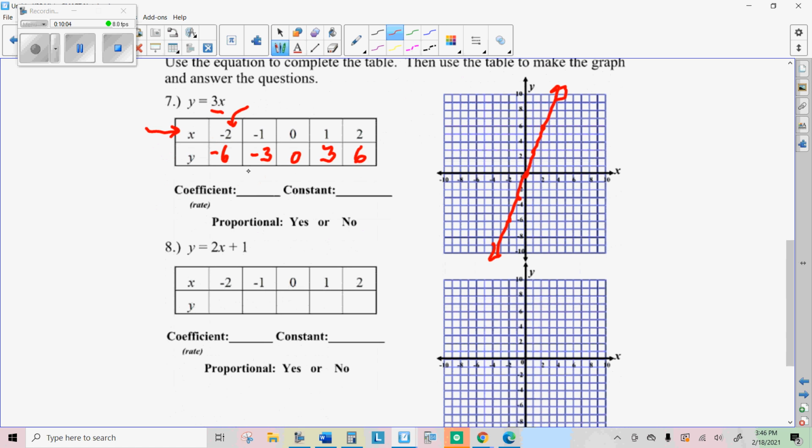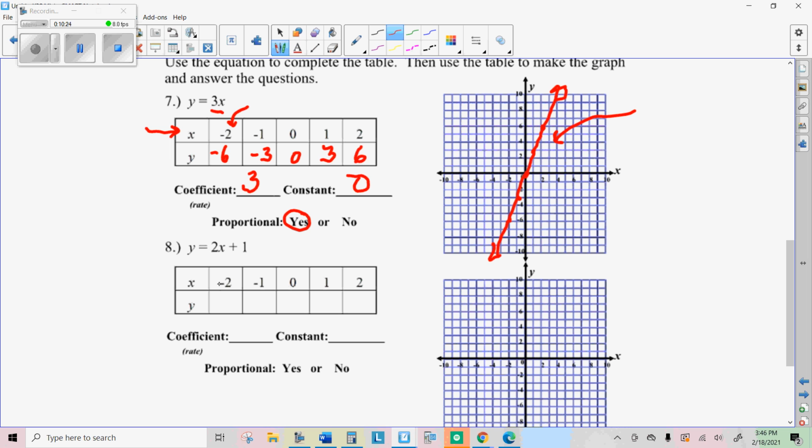The coefficient is 3 and the constant is 0. Okay, so this is proportional because it has 0 for a constant. Another way you can tell if it's proportional is if it goes right through the point 0, 0 on a graph, which this one does.